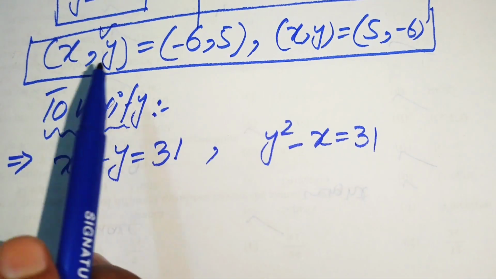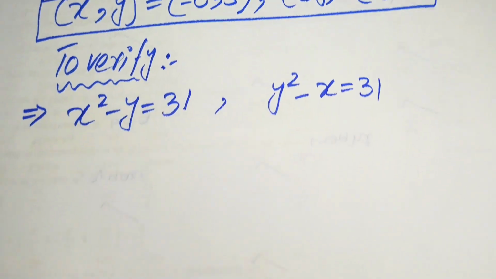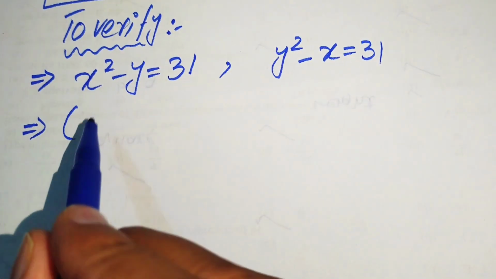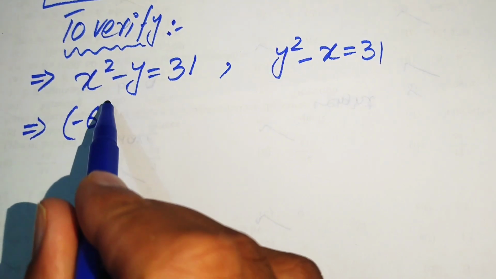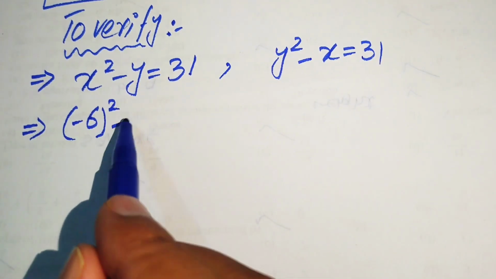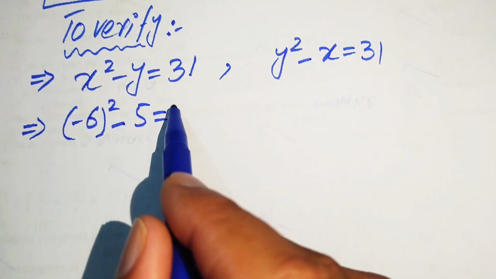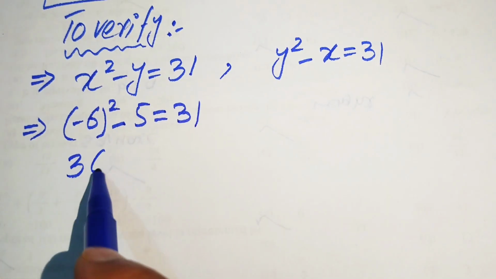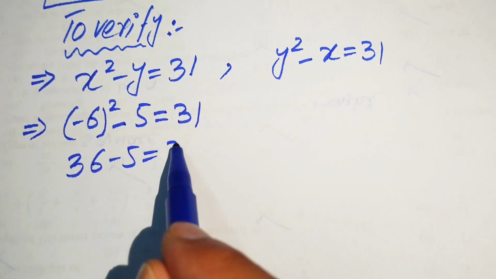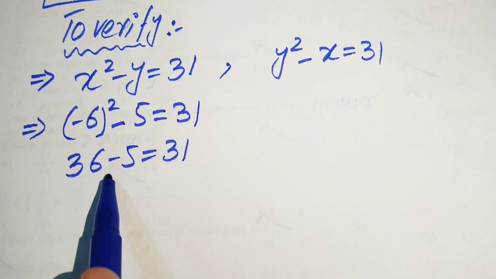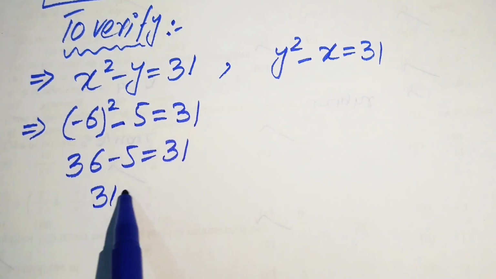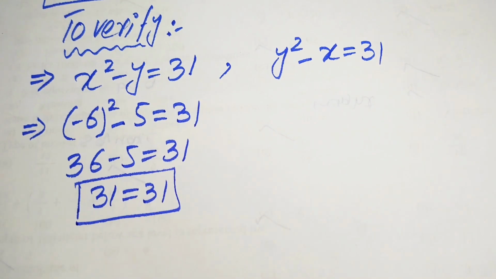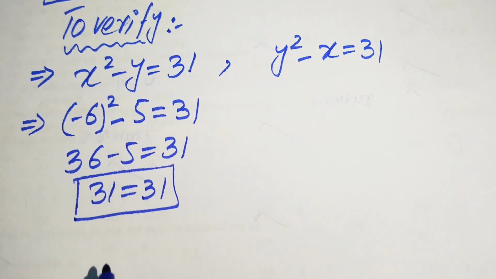So here you have the value of (x, y) is (minus 6, 5), and now we substitute these two values in this equation. The value of x is minus 6, so you get here minus 6 squared minus the value of y which is 5 equals to 31, and we know that minus 6 squared equals to 36, so 36 minus 5 equals to 31, and 31 equals to 31. So this shows that the values of x and y satisfy the first equation.